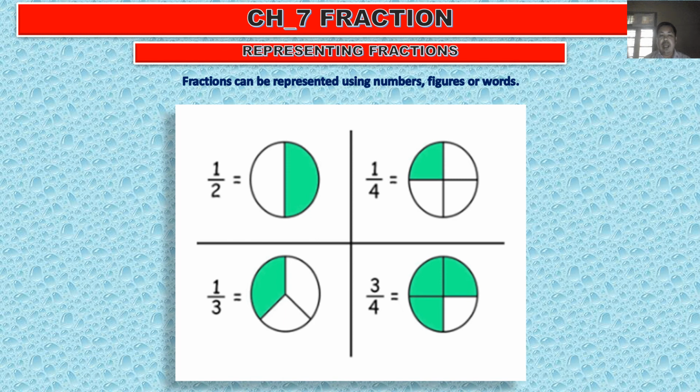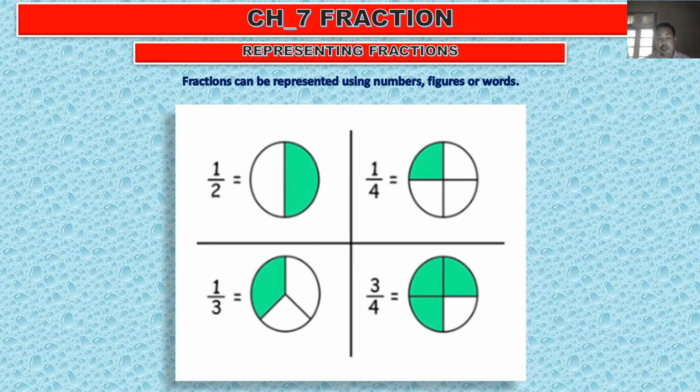So it is 1 by 4. And 1 by 3: you see here it is divided into three parts and one part has been shaded, and it represents 1 by 3. And 3 by 4: the whole is divided into four parts again, and three parts are shaded, and these shaded portions represent the fraction 3 by 4. Okay, clear? So once again, come back to the first one. The first one is half. The fraction is 1 by 2.